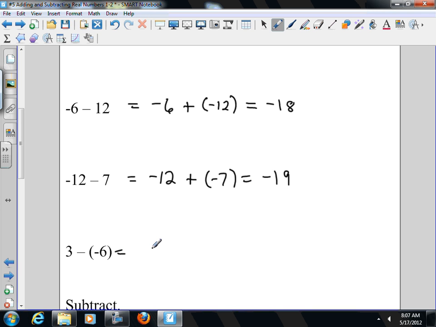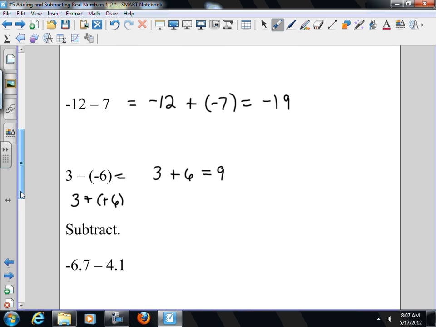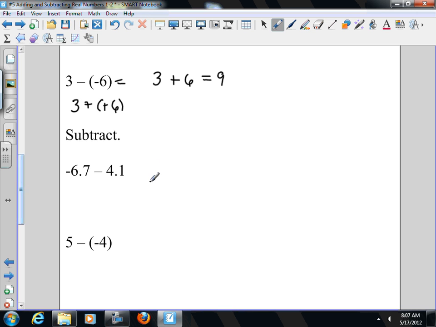Next, keep your first number in 3 minus negative 6. Change your minus to plus. Take the opposite of negative 6, which is positive 6. So we end up with 9. Really, whenever you see two negative signs together like this, minus and negative, think of it as being the same thing. All you're doing is taking these two negatives and making them a positive. Two negatives do make a positive.